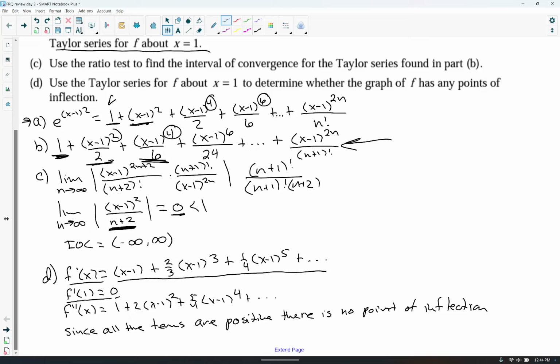Points of inflection happen where the first derivative exists and then the second derivative changes signs. So now if we take the second derivative, we get 1 plus 2 times (x minus 1) squared and so on. What we notice is that all of the values are going to be positive because all of these are to even powers. So since all of the terms are positive, there's no point of inflection, because there's no chance of the second derivative changing signs.